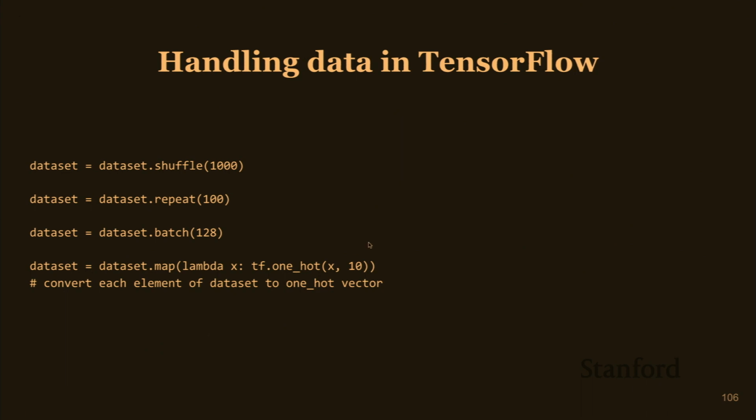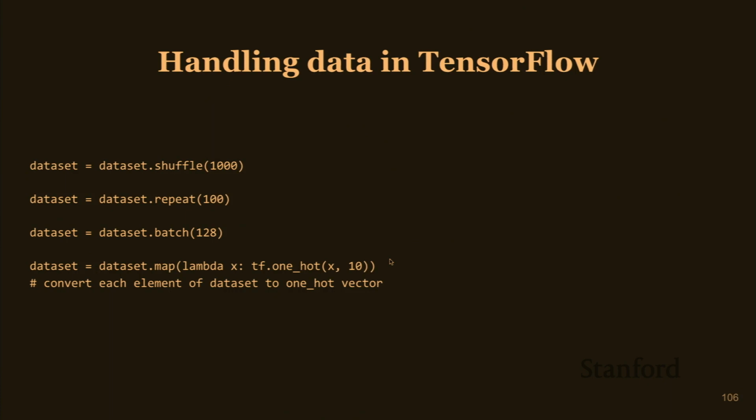You can also do some data handling in TensorFlow with the dataset, when you want to shuffle it, or repeat it, or batch it into a certain batch size. You can also map each element of the dataset to another type. For example, when you have just an index of words and you want to map it to a one hot vector, you can do something like this, which is pretty straightforward.